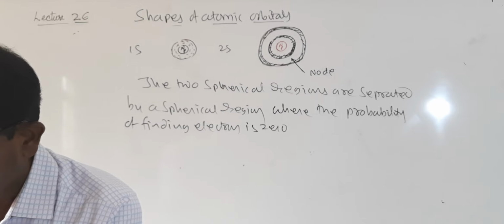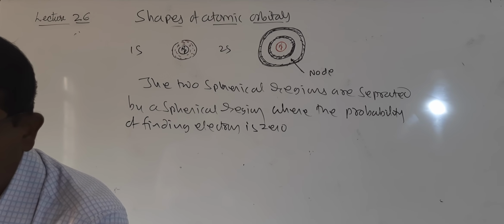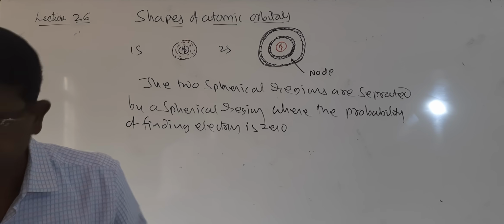Then next one, what is the shape of p orbitals?